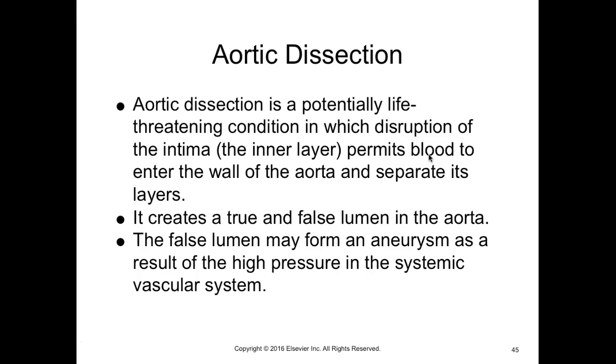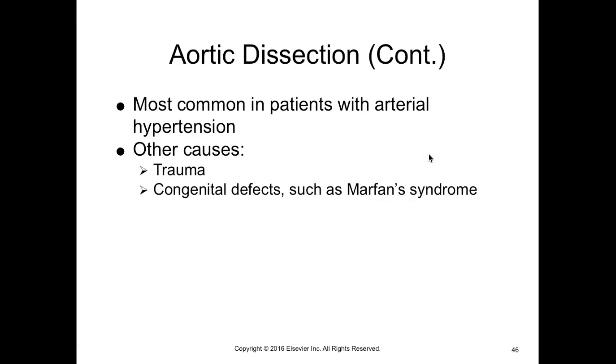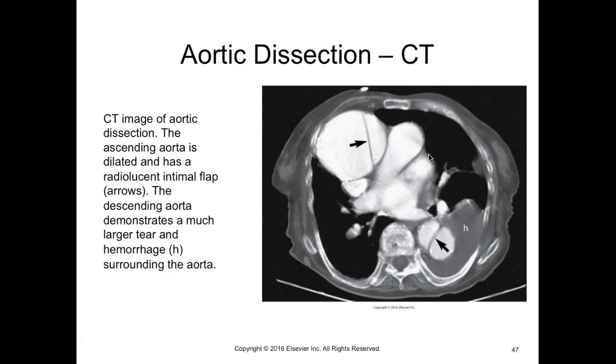So it's not as strong as it was. So you can get an aneurysm in that, and you can get a blood clot, and the blood clot can keep growing and actually cut off the flow. So it's most common with patients with arterial hypertension. You can have it from trauma or congenital defects such as Marfan's syndrome.